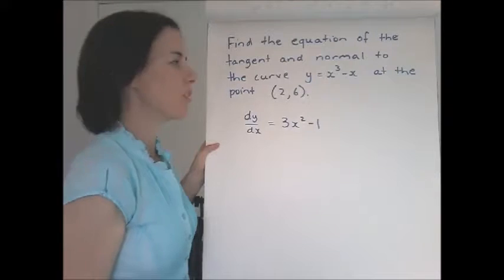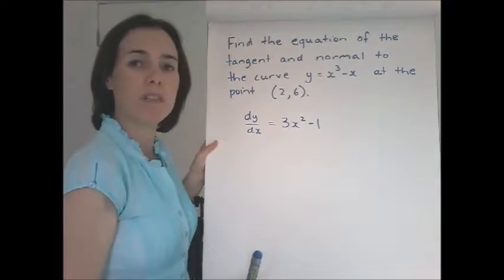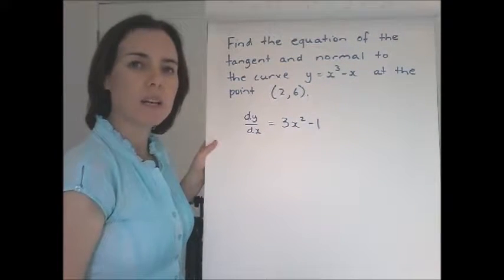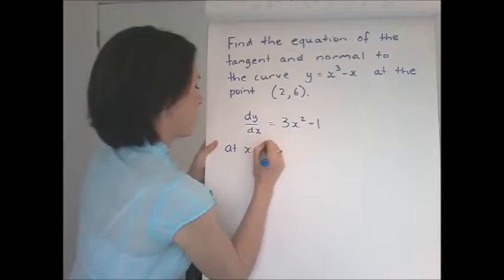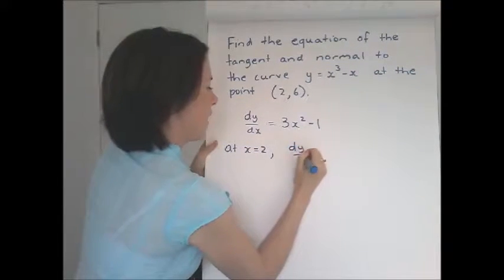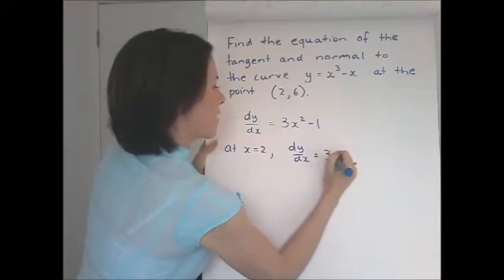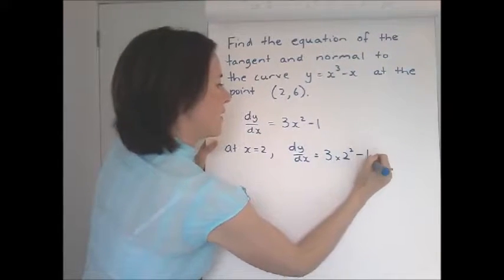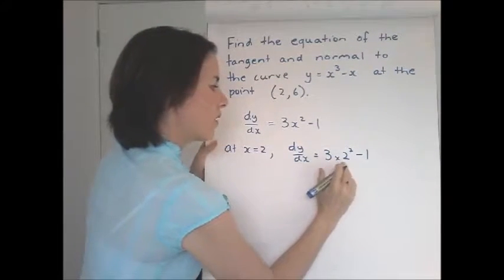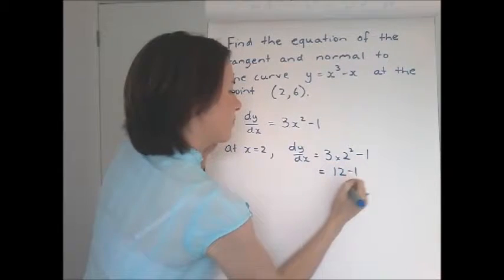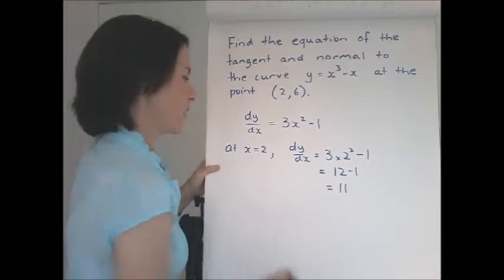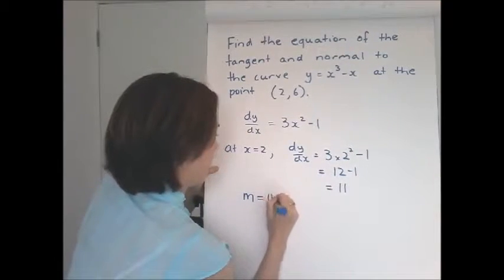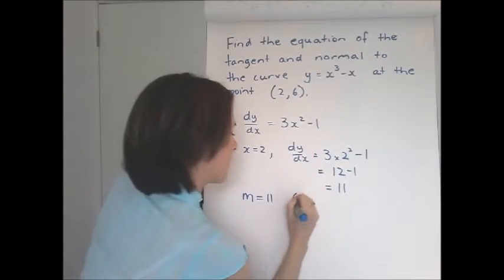And if you substitute in the x value at whatever point you like, you will end up with the gradient of the tangent at that point. So at x equals 2, dy/dx equals 3 times 2 squared take 1. 3 times 4 is 12. Gradient is 11. So for the tangent, the gradient is 11 and the point is still 2, 6.